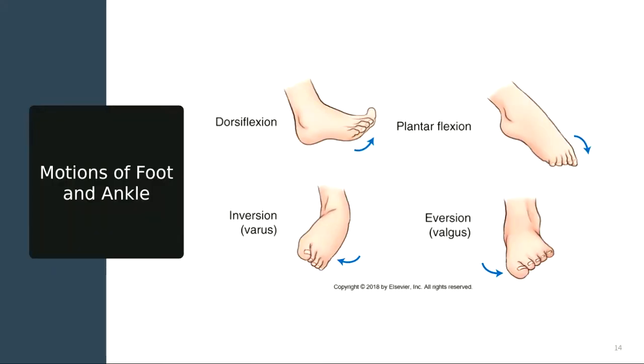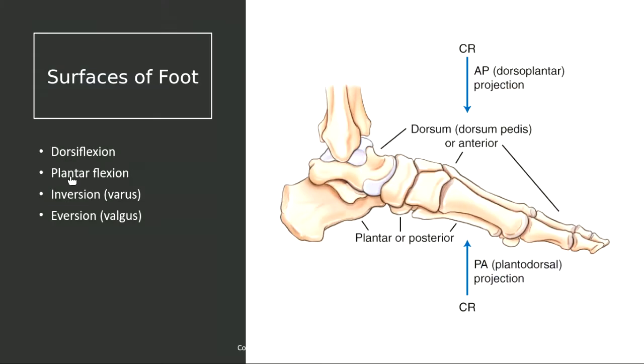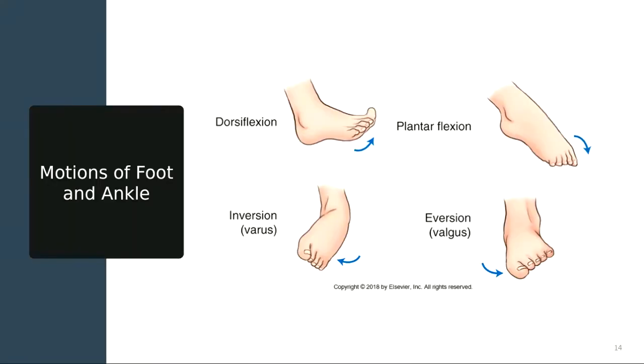So these are just some, let me go back. These are motions of the foot that you utilize, and it's easier to see on the next slide. So when you dorsiflex your foot, with dorsiflexion, that is where you're actually pulling your toes up towards your tibia and fibula, like you're flexing your toes. Plantar flexion is where you're pointing your toes downwards, away from the tib-fib.